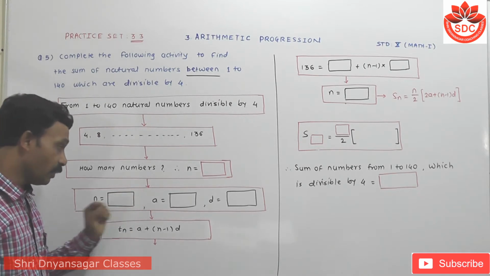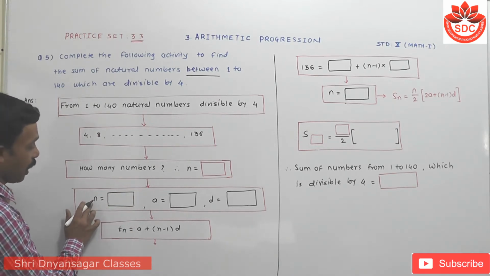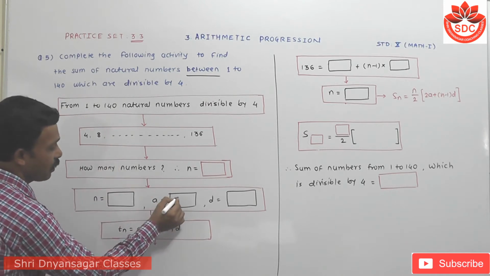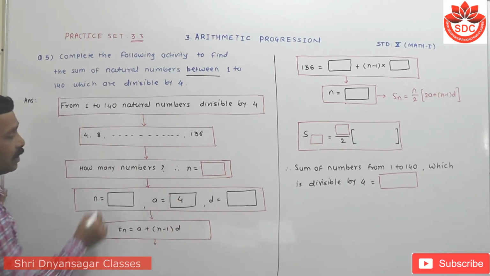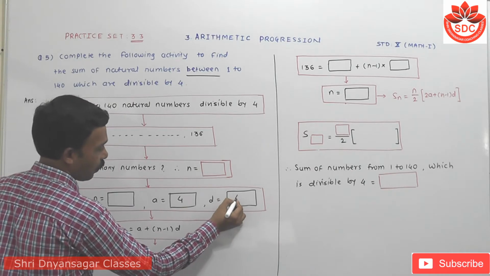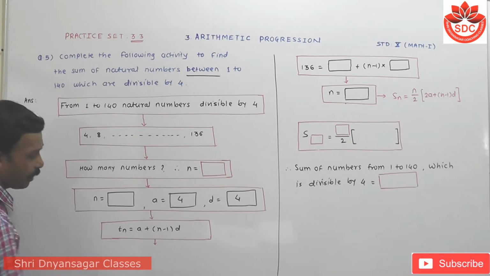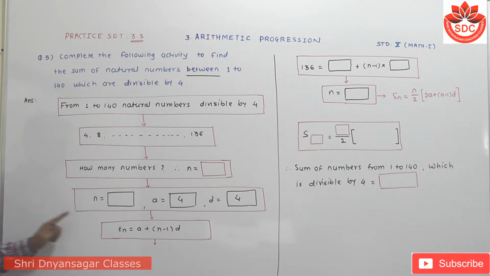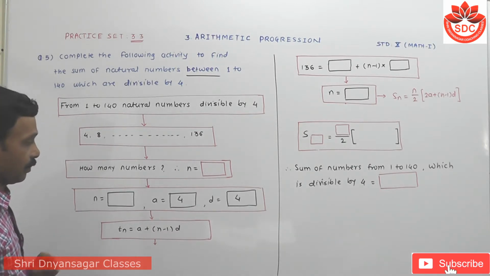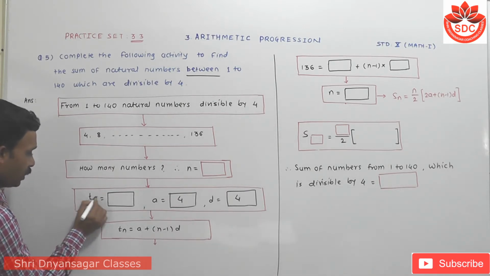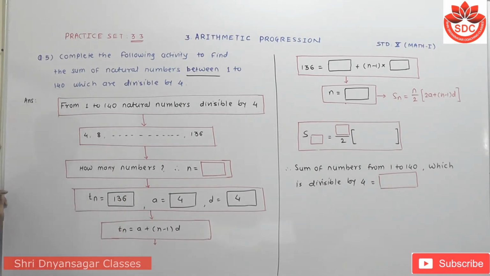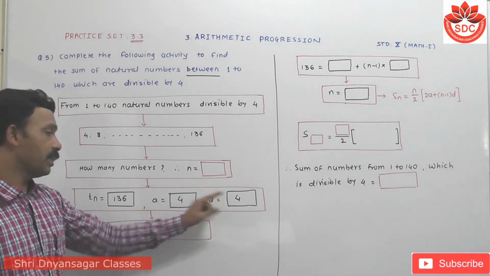Now for this the activity is also given here. n is the question mark here, a is the first term which is 4, d is the common difference between these two, also 4. Now here we use this formula, Tn is equal to a plus n minus 1 into d. Tn is the last term, which is 136. Students, we also have to take this value as Tn. Suppose Tn is 136. Look here, Tn is 136, a is 4, d is 4.